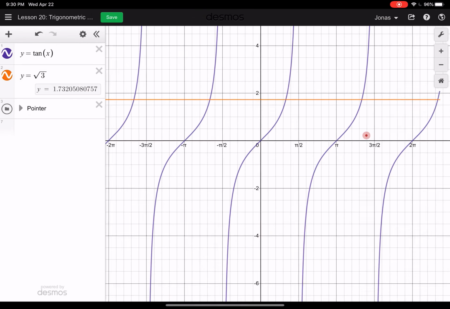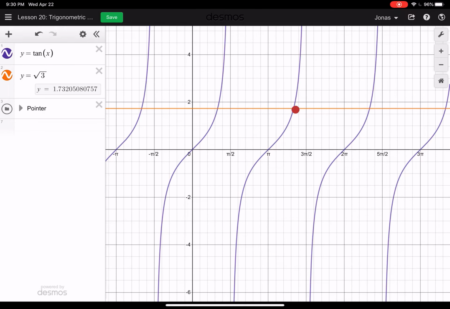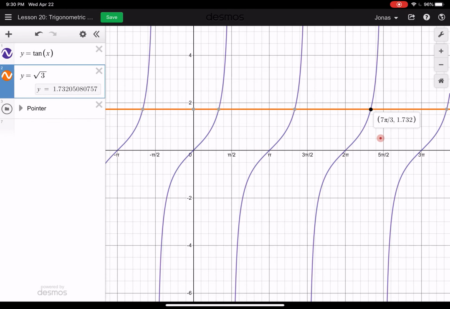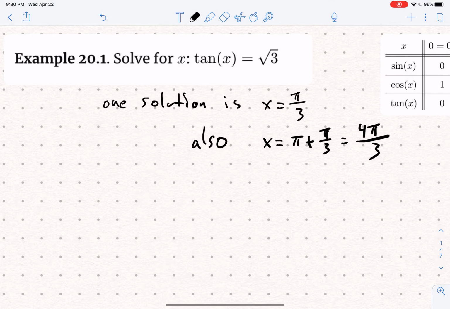Okay, let's look again. If we want to keep going from this point up to the next point, it's exactly the distance that it takes for a tangent to repeat. And so that's a distance of pi again. This was 4 pi over 3, and we would want to add on another pi to get this point here. I'll just activate that point, and you'll see that it's 7 pi over 3. Why is it 7 pi over 3? Let's go ahead and record it.